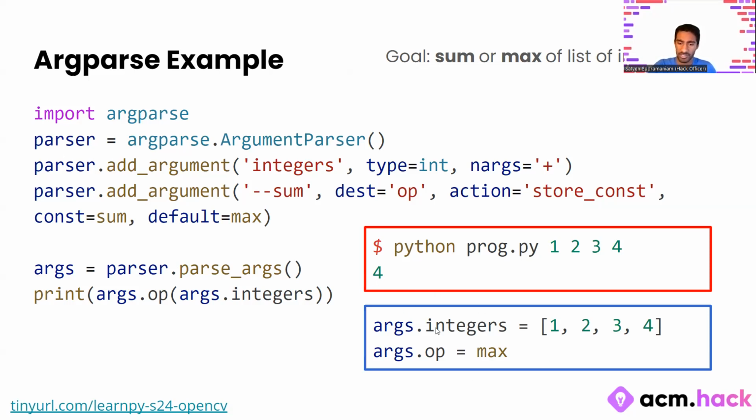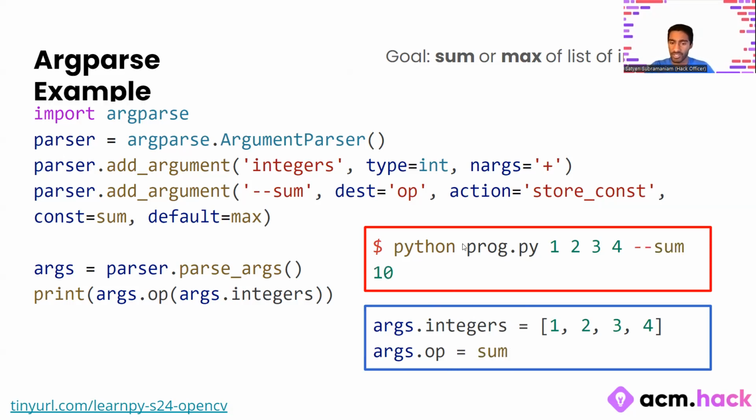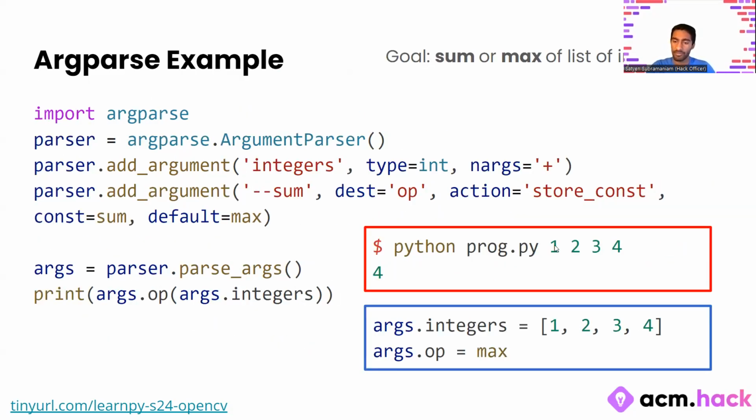In the blue box, we have the internal representation of the parsed arguments. If we're just looking at the red box, we can see that we have the list 1, 2, 3, 4, and internally we store that in args.integers, right, as a list. And then args.op is set to max because we're not taking the sum, we're taking the max in this case.